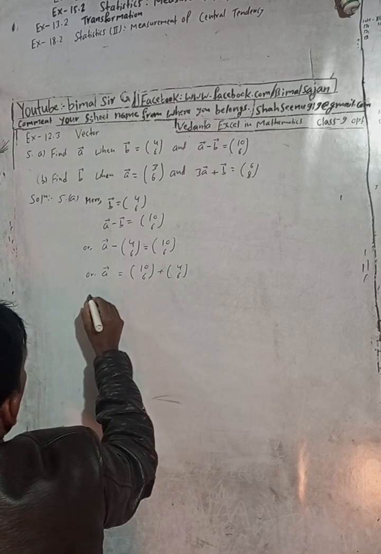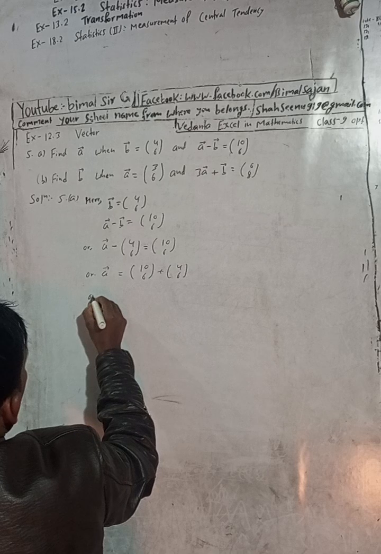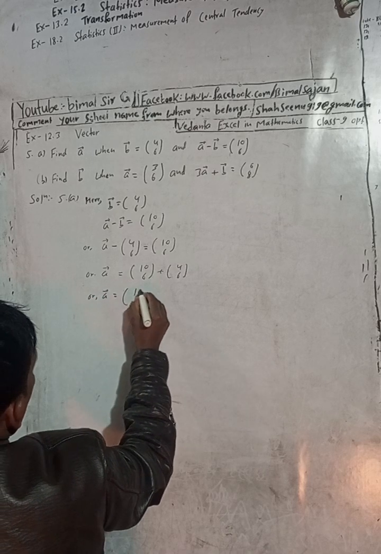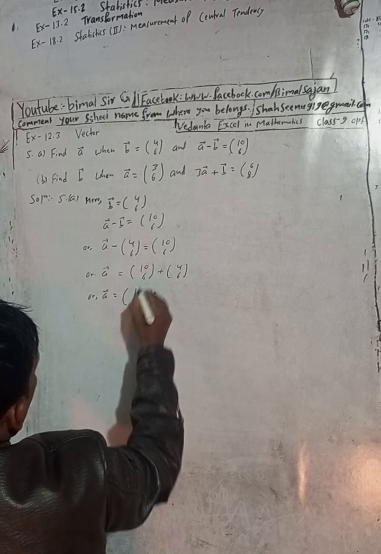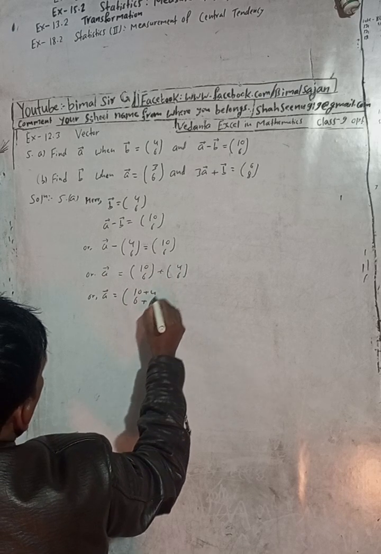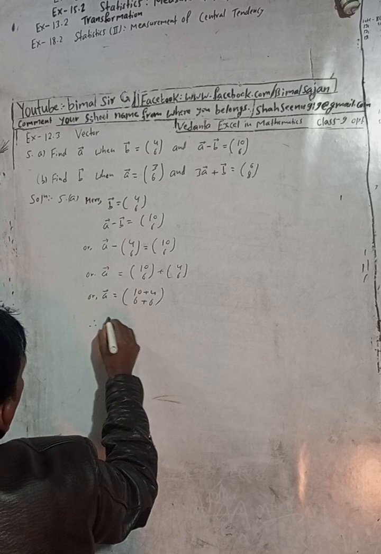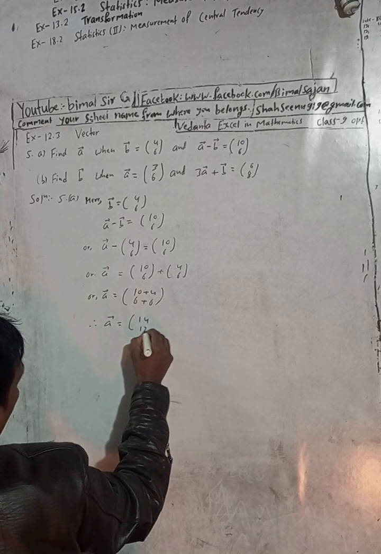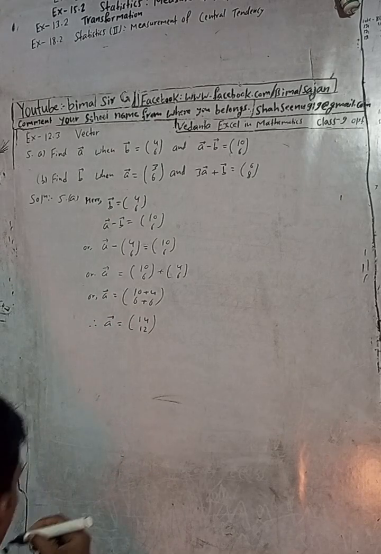Now again our A vector is equal to 10 plus 4, 6 plus 6. Therefore now A vector is equal to 10 plus 4 is 14 and 6 plus 6 is 12. So this is the answer for A vector. Let me check the answer. Answer of 5a, 14, 12. Correct answer.